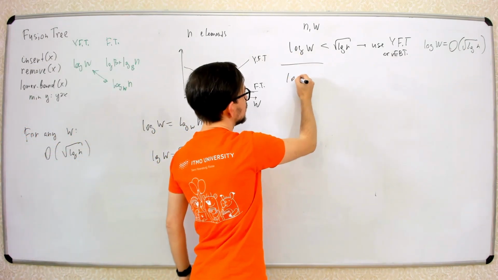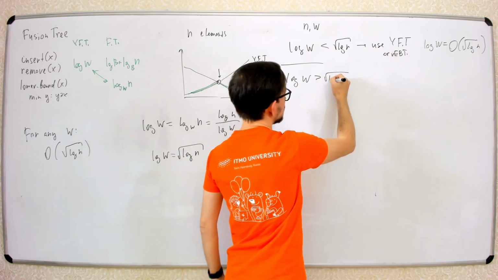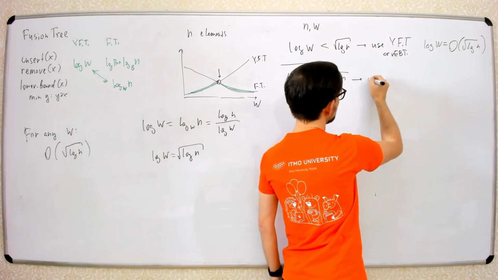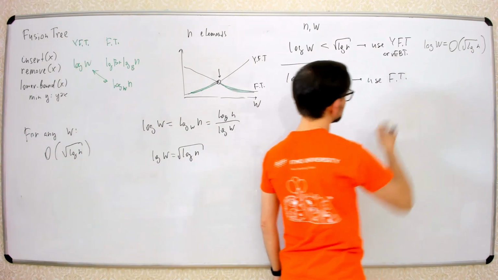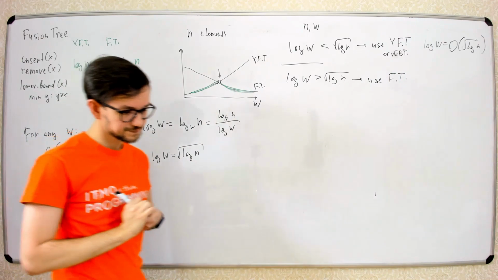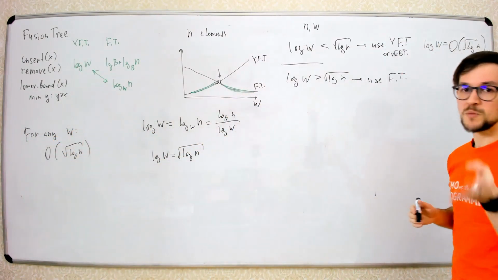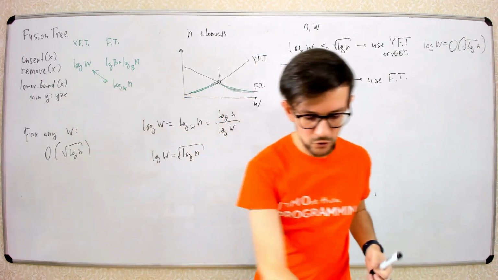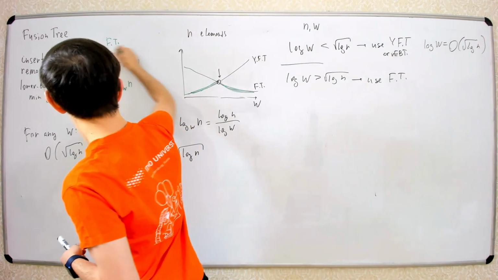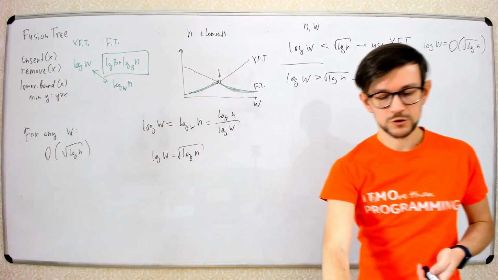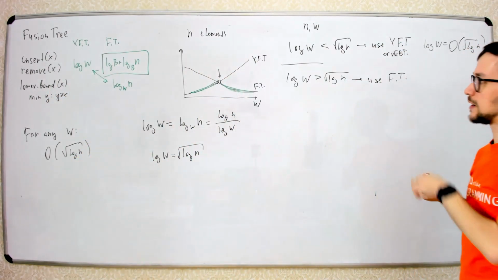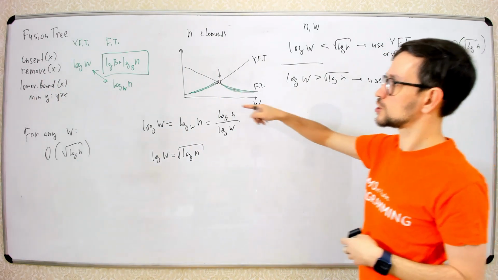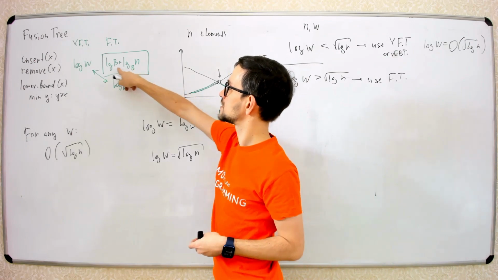Now, if log W is greater than the square root of log n, then you use fusion tree. And now let's find the optimal value of B. So again, the time complexity of fusion tree is like this. What will be the optimal value of B? To find it, I need the value which gives me the same values here and here.